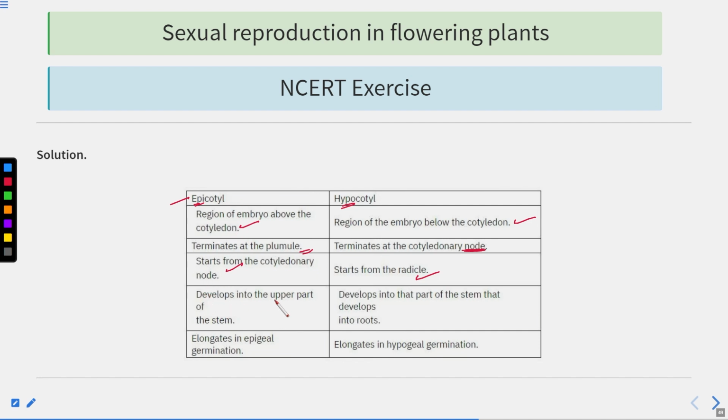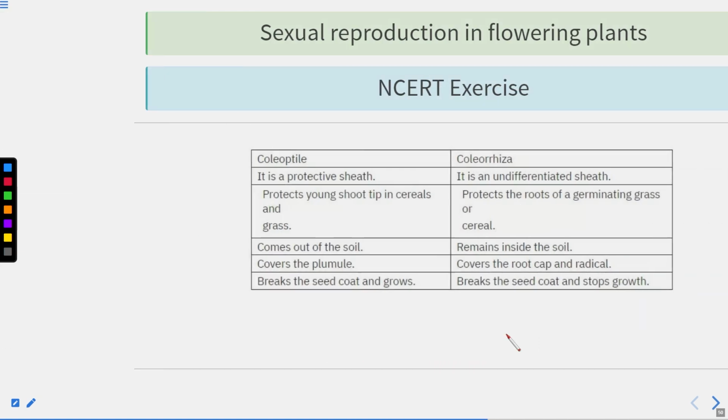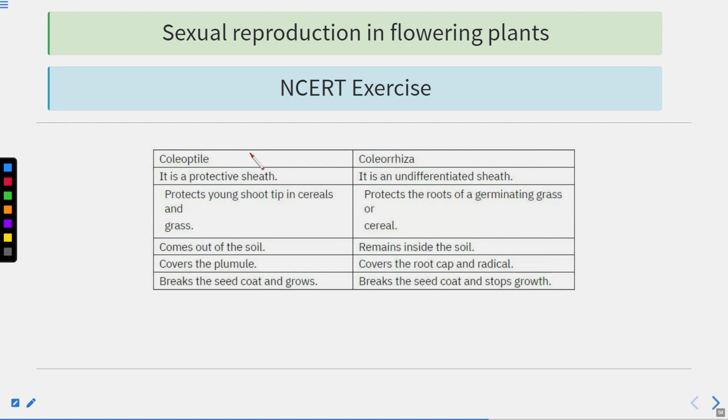Now, epicotyl develops into the upper part of the stem, whereas hypocotyl develops into that part of the stem that develops into the roots. Epicotyl elongates in epigeal germination, whereas hypocotyl elongates in hypogeal germination. Now, difference between coleoptile and coleorhiza. Coleoptile is a protective sheath. Coleorhiza is also a protective sheath, an undifferentiated sheath.